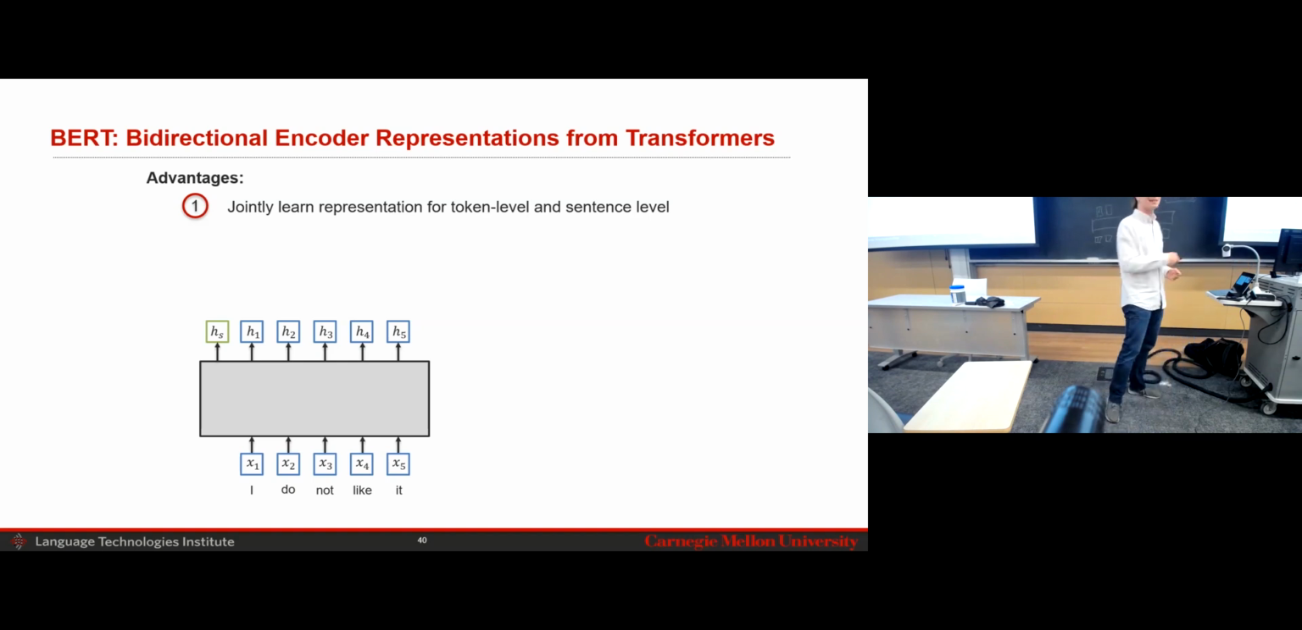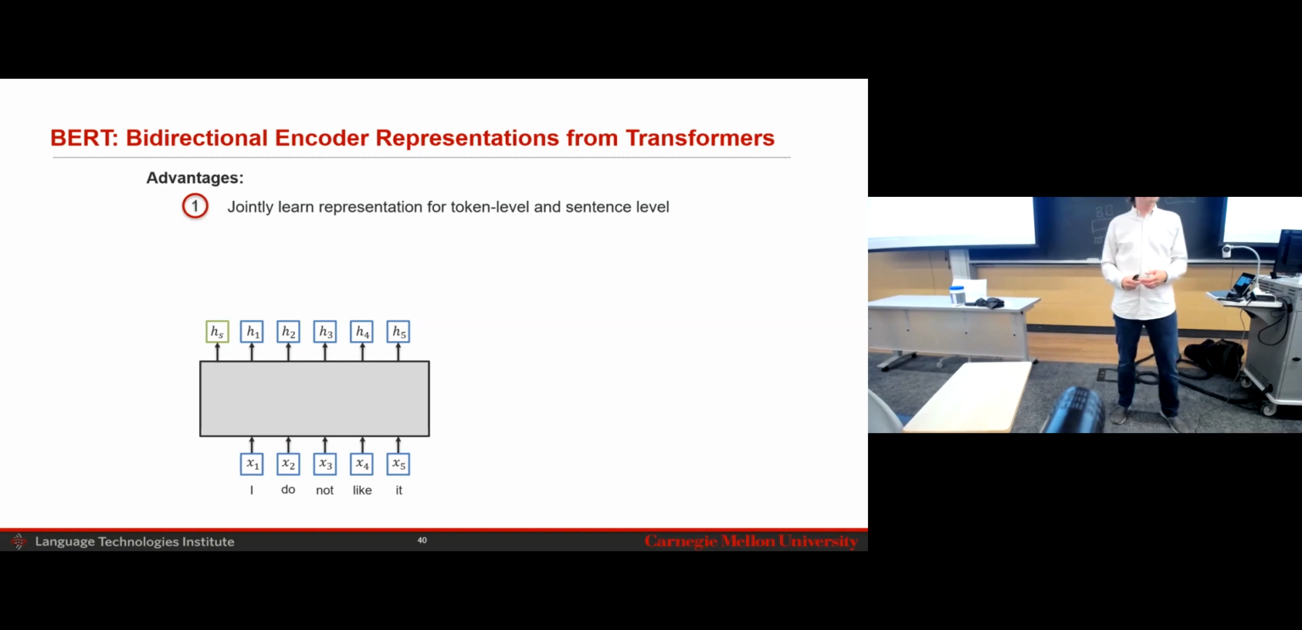And how do you do this? Do you remember in machine translation, how did we specify the start of a sentence? We just had a special token, start. So we'll do the same here. We'll put a special token as an input here.